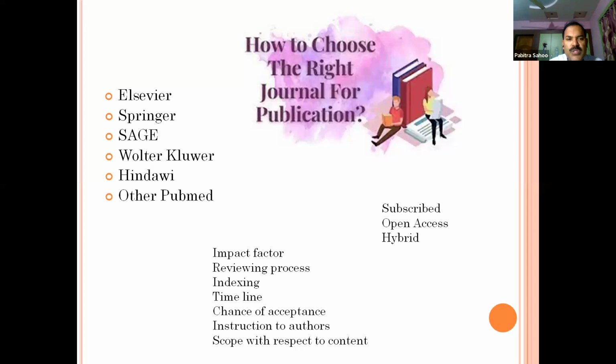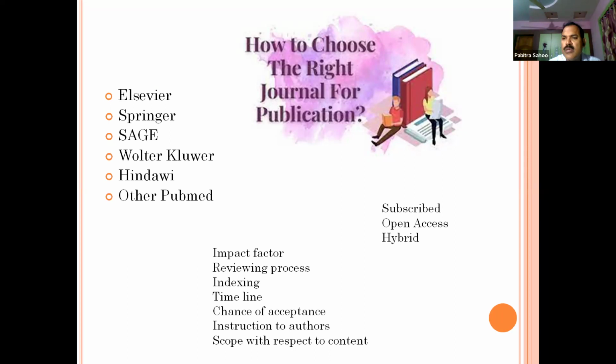Publishers like Elsevier or Springer have sites where you can see which journals under Elsevier or Springer are suitable for your articles. You have to submit your abstract on the website. They will suggest a number of journals suitable for your article, and also give you an idea about the percentage of acceptability and the duration of acceptance, in a subscribed or an open access journal.